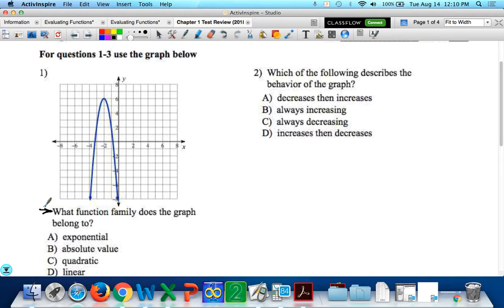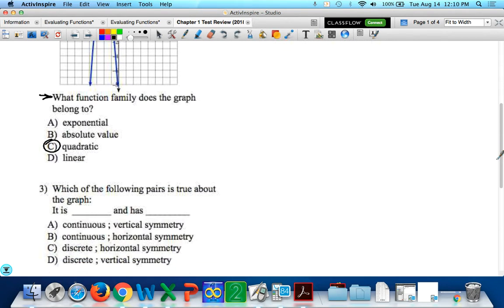And it says, what function family does the graph belong to? This is just asking you, do you know the general shape of the graphs? This one is in fact a quadratic graph, okay? An exponential graph, remember we learned it looks kind of like an elbow. It will go up forever or it will go down forever. That's just a couple quick examples.